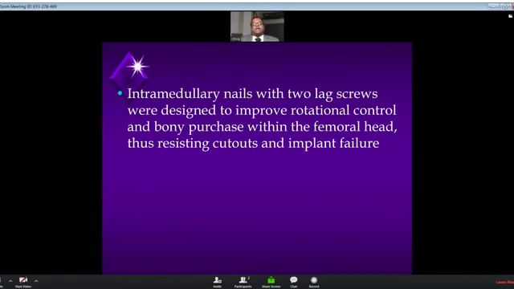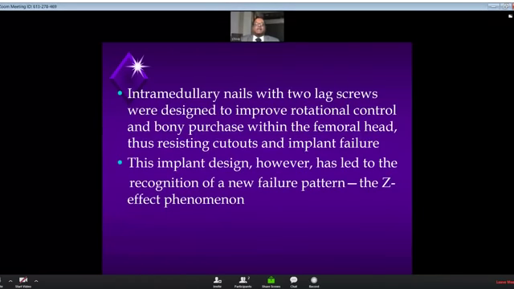Friends, intramedullary nails with a 2 lag screw system were designed to improve rotational control and bony purchase within the femoral head, thus resisting the cutouts and the implant failure, which was very common then when we were using the gamma nail or a single screw system. This implant design, however, has led to the recognition of a new failure pattern, the Z effect.